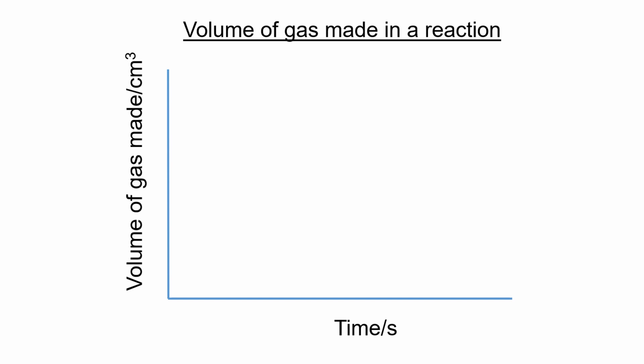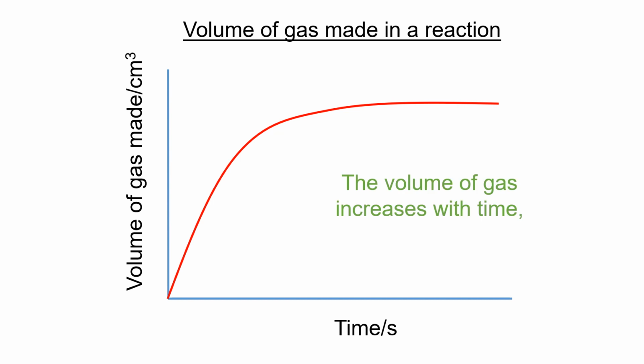Now we're going to look at a chemistry example. We're going to make gas over time. Again, if you look at the start of the graph, you can break it at this point. There are two parts to the graph.